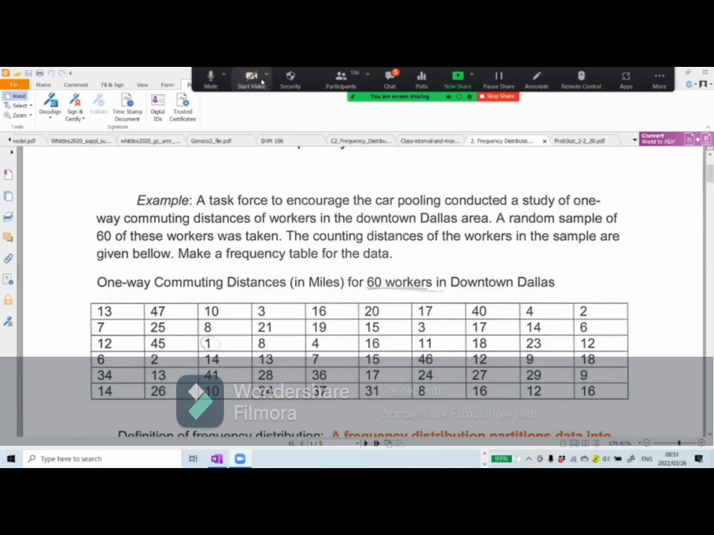Hello, class. Try to zoom it. When you zoom it, it will be clear. It's not clear now. It's long. Zoom it. If you zoom it, it will be clear. It's very clear now.